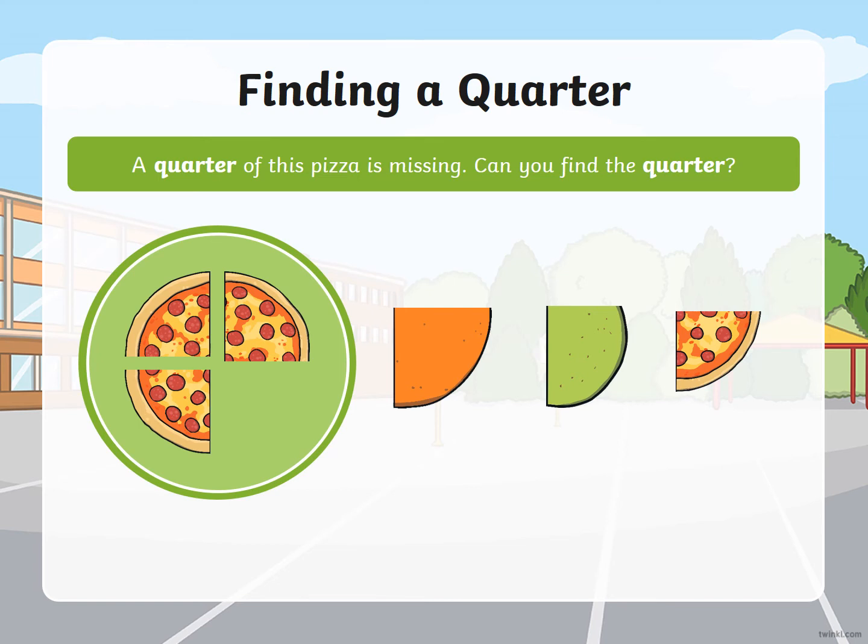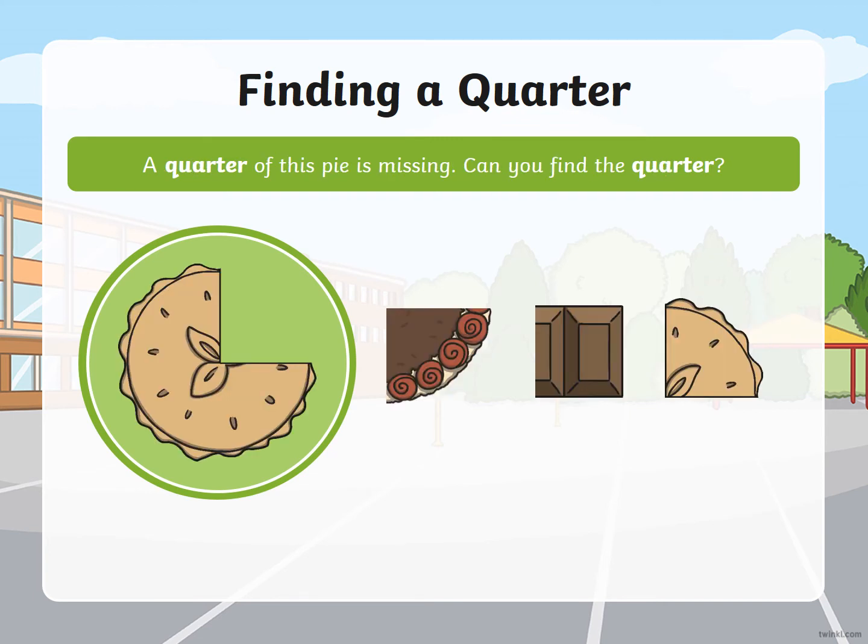Quarter of this pizza's missing? Can you find the quarter? These are really easy, aren't they? You can see it's the end piece. And a quarter of the pie is missing. Can you find the quarter? So again, you can see that equal slice right at the end. If we slotted that back into the pie, we'd have a whole pie again.